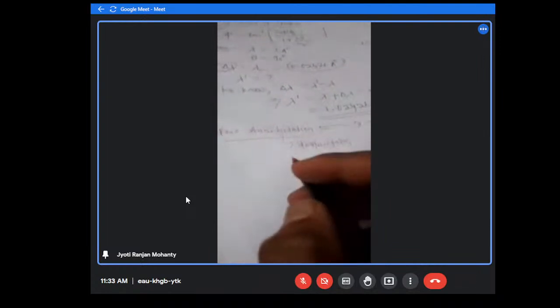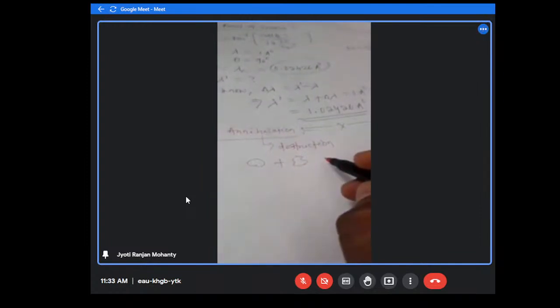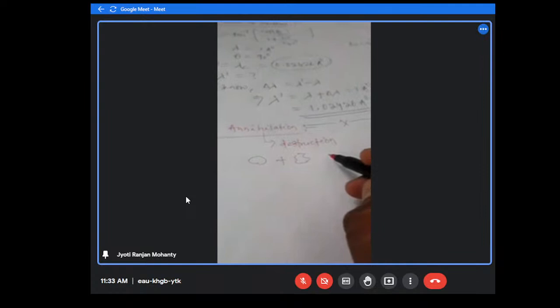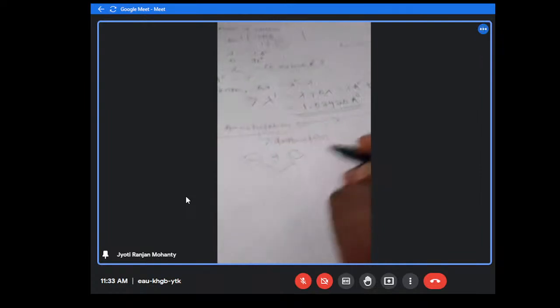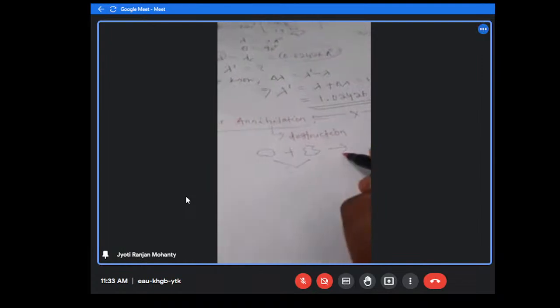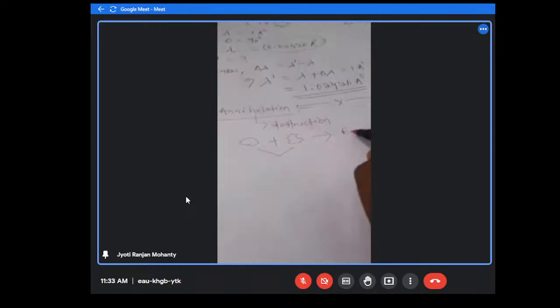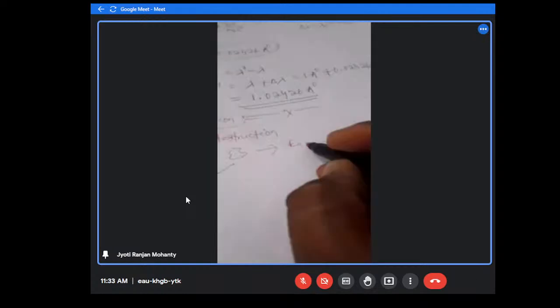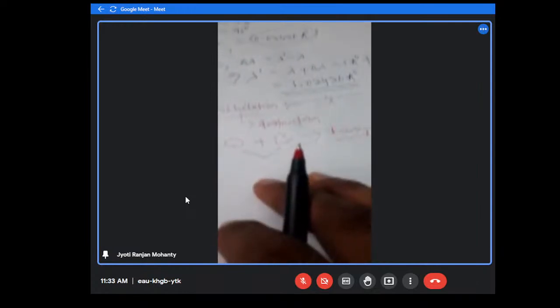Pair means two. When one particle and its antiparticle mutually interact, what will happen? The pair will be destroyed, so there will be no pair. Due to the destruction of the pair, we get energy. So this phenomenon is called pair annihilation.